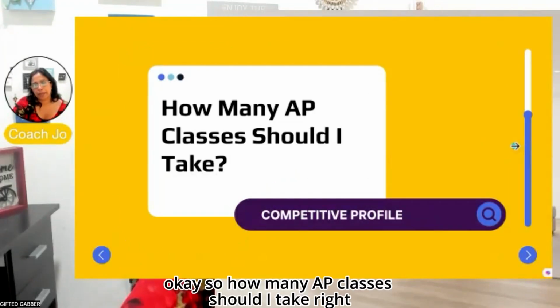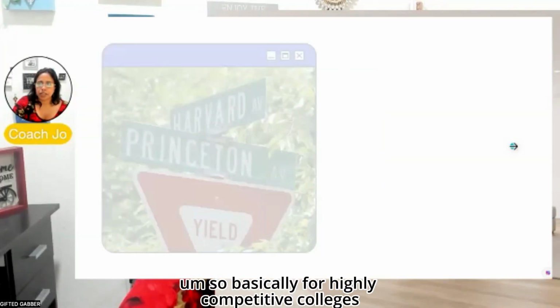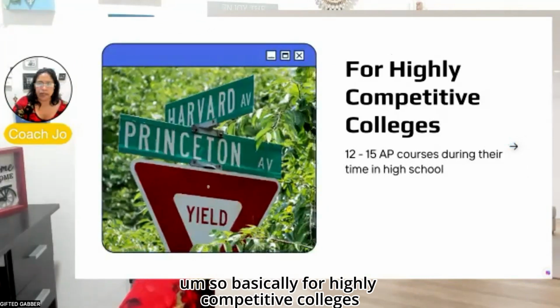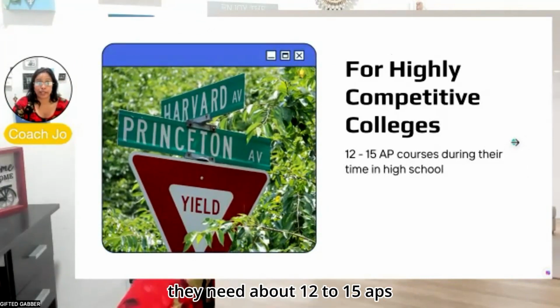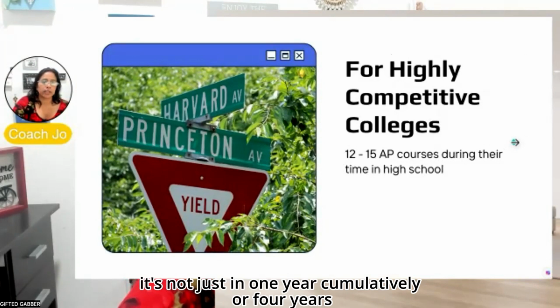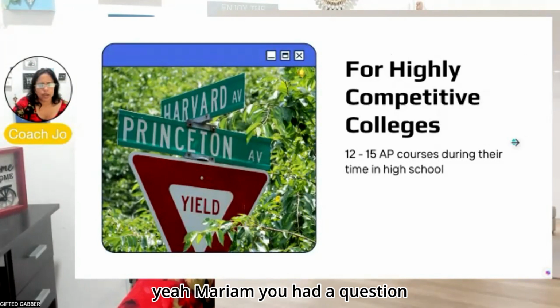Okay, so how many AP classes should I take? Right. So basically, for highly competitive colleges, they need about 12 to 15 APs. It's not just in 1 year, cumulatively, all 4 years. Okay. Yeah, Mariam, you had a question?